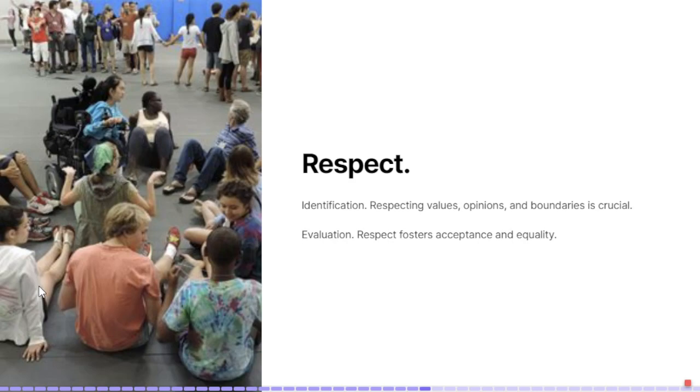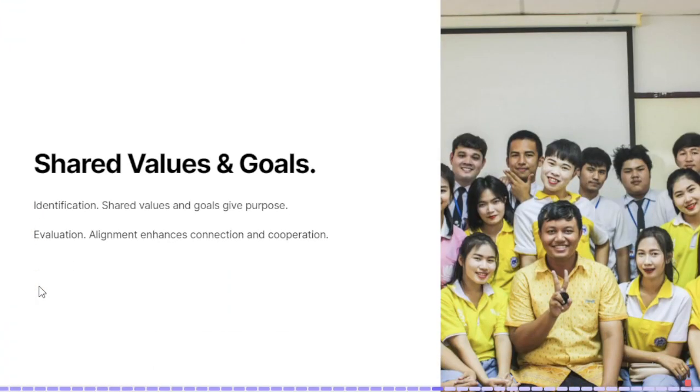For respect, you should respect the values, opinions, and the boundaries that others have set. And it should create an environment of acceptance and equality. For shared values and goals, it provides purpose. So alignment of your values and goals strengthens the connection of the people in a group and also their cooperation.